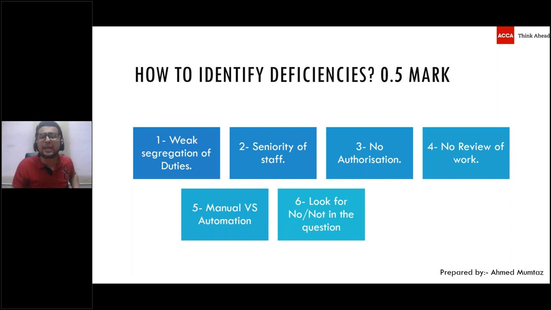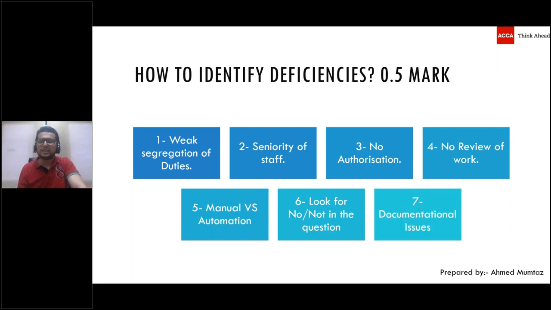Sometimes the examiner would say the bank reconciliation is not performed. So this is something you should look out for. If the examiner is saying something is not performed, the accounts are not reconciled, or when the goods are received they are not evaluated for quality, this is an indication of something which we call a deficiency.